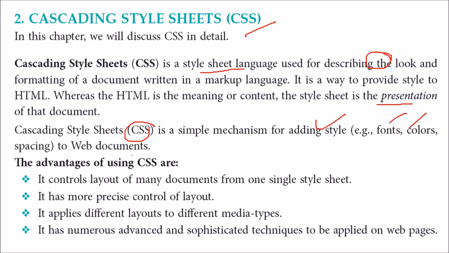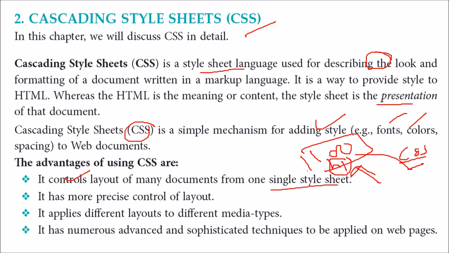And what are the advantages? The advantage of CSS is, you may have, say, 100 pages in your web server directory where you have put your website or a web application. Now in these 100 pages, you have 100 headings H1. You want to change this H1 in 100 pages. With a single CSS, just changing one line can affect these 100 pages. So the controlling of layout from a single style sheet is possible with CSS. And the precision of the layout, different media types you can apply, and also the advanced and sophisticated techniques which are available, as you will see, can be applied to the web page.